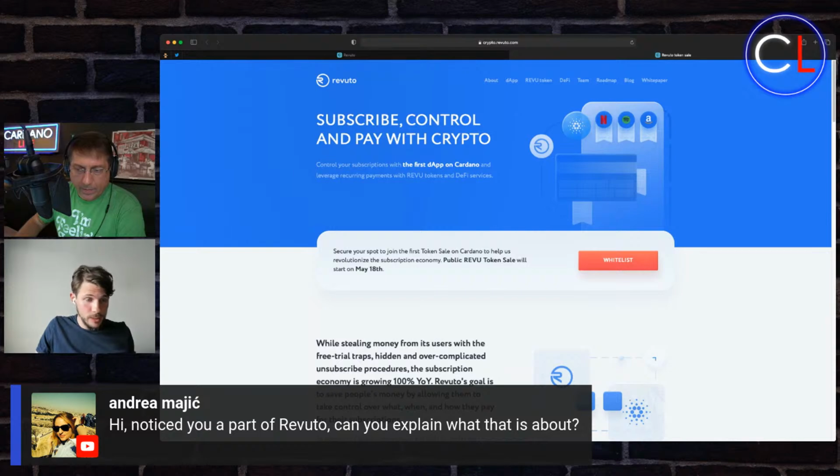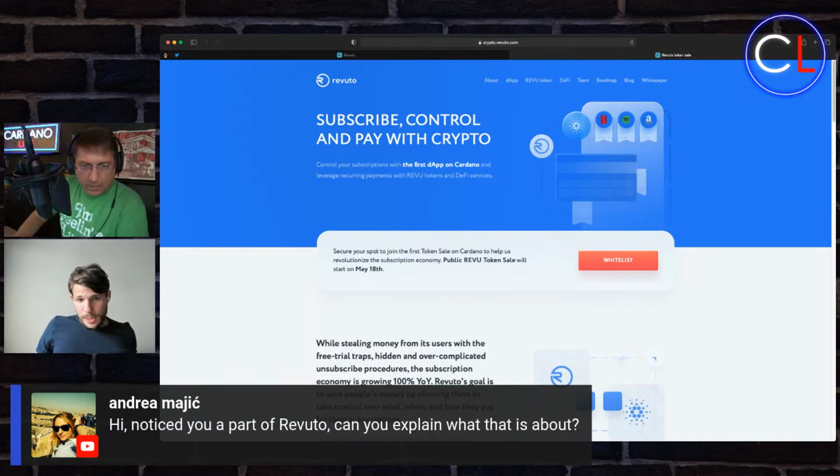This brings us back to the fact that you can build so much right now without waiting for Goguen or the Alonzo milestone, because you have native tokens. People forget about the power of that, because everyone is so used to smart contracts on the Ethereum side.